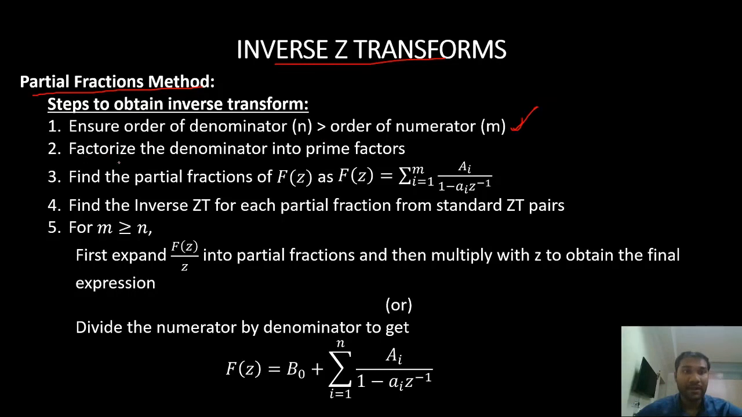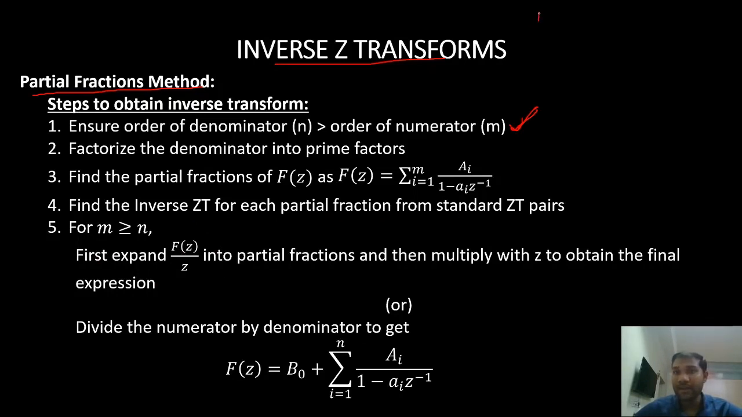Then factorize the denominator into its prime factors. We will ensure the order of the denominator is greater than that of the numerator, and then we will factorize the denominator. And we'll find the inverse Z transform for each partial fraction from standard pairs, right?